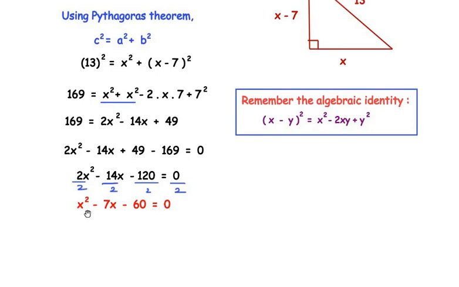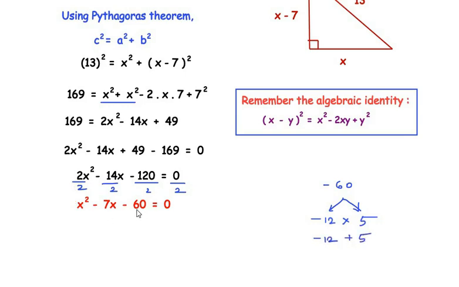Now we have to factorize this equation. So multiplying the coefficient of x square, that is 1, with negative 60, we get negative 60 itself. So we need to find the factors of negative 60 in such a way that when you multiply them you should get negative 60, and when you add or subtract them you should get negative 7. So one of the pairs you can consider is negative 12 and 5, because negative 12 times 5 gives you negative 60 and negative 12 plus 5 gives you negative 7.